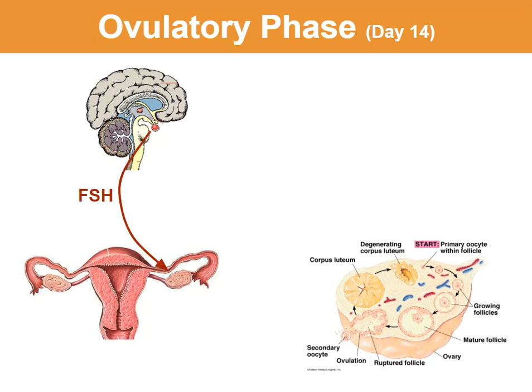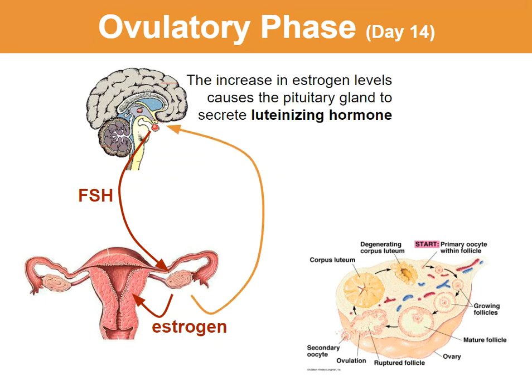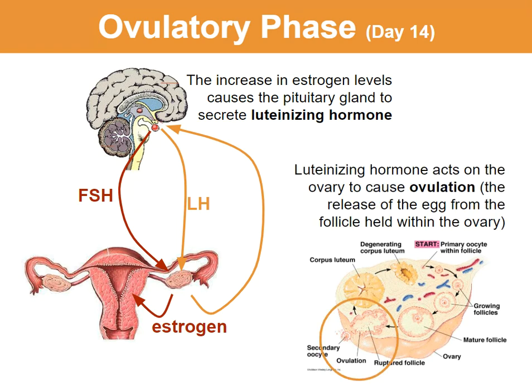So in the follicular phase, FSH from the anterior pituitary has acted on the ovary. The ovary has started to produce estrogen, which is thickening the lining. In the next phase, the estrogen also acts on the pituitary gland to cause it to secrete luteinizing hormone. Once estrogen levels have reached a certain point, the pituitary gland starts secreting luteinizing hormone, which also acts upon the ovary and causes ovulation. The increase in luteinizing hormone causes the egg to be released from the follicle, which is held within the ovary.